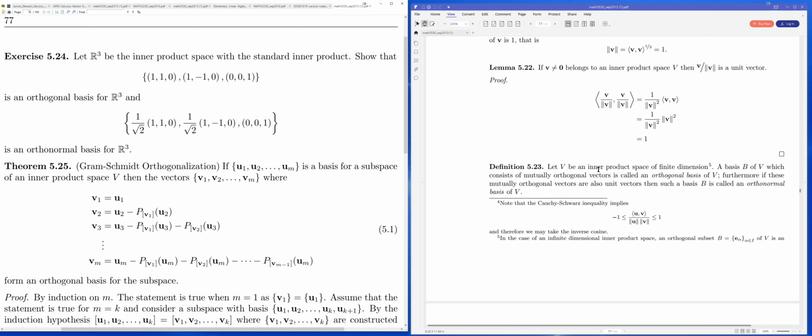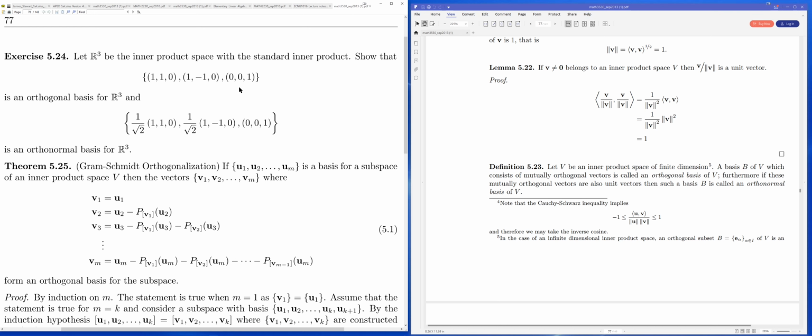And now what we have is the definition of an orthogonal basis. If I have a basis, and the basis has the additional property that the vectors in it are mutually orthogonal, in other words, if I take any two different ones, the inner product of any two different ones is 0, then that would be an example of an orthogonal basis.